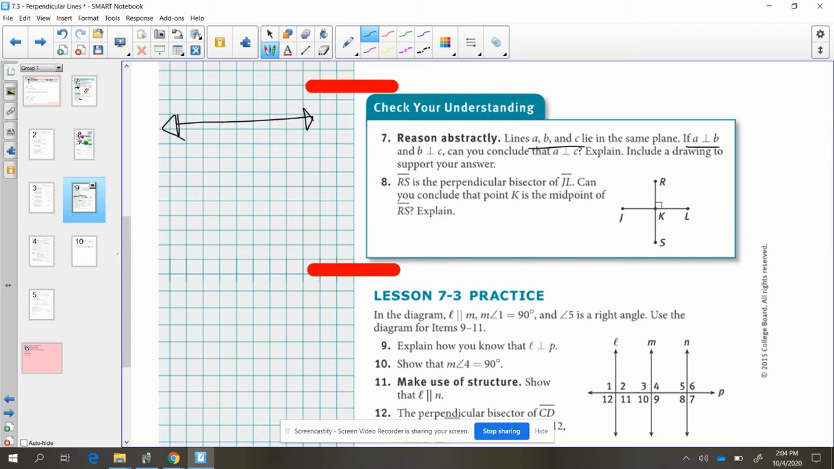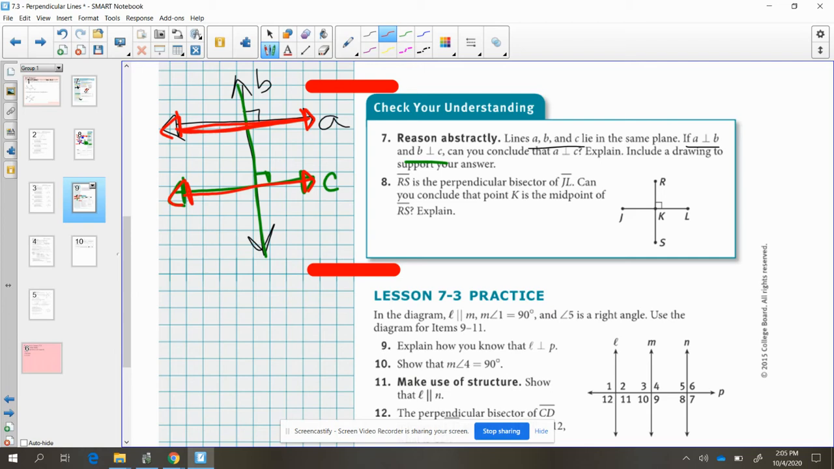So I'm going to start by drawing that. Here's A, here's B, and they're perpendicular. So I'm going to mark my picture. And then they're also saying that B is perpendicular to C. So I'm going to draw in a line C that B, our guy right here, is perpendicular to. What now can we conclude about A and C? Are these two lines perpendicular to each other, line A and line C?